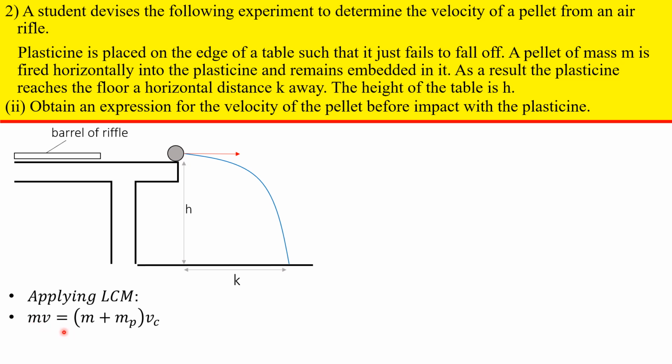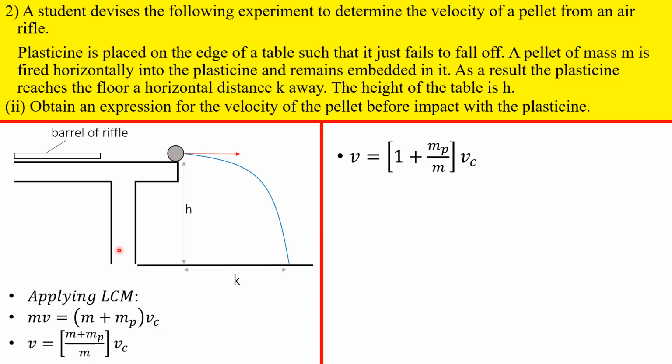equals. Now, what's the common momentum after I get embedded into this guy and I move off with common vc? It's basically the mass of the pellet plus the mass of the plasticine, which is m subscript p, multiplied by vc. Okay, so this is the momentum after collision. The two of them get embedded, so the total mass is m plus mp, multiplying the common velocity, which is vc. Of course, we can get v, which is the velocity of the pellet, by dividing through by m, right? It's a consequence of the law of conservation of momentum right there. So we can simplify this and get our velocity of the pellet like that.